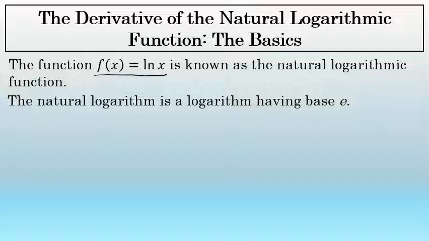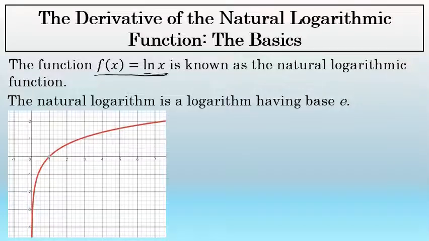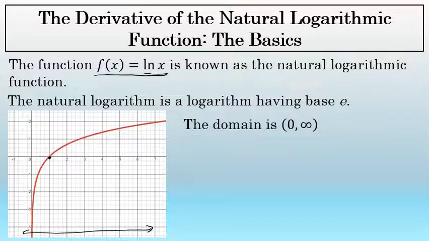You would sometimes, very rarely, see this written as log base e of x instead of ln of x. But it does represent a logarithm. The graph of the natural logarithmic function looks like this. There's an x-intercept at the point 1, 0. The domain, the possible values for x from left to right, is 0 to infinity, not including 0. 0 is not in the domain of the natural log of x. If you took the natural log of 0, it's undefined.